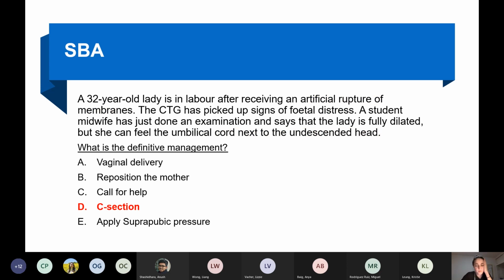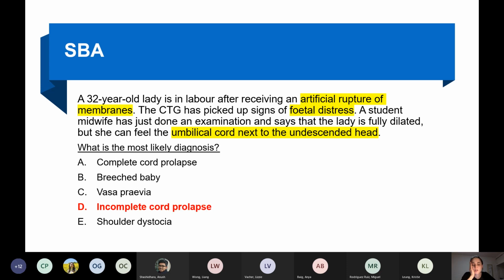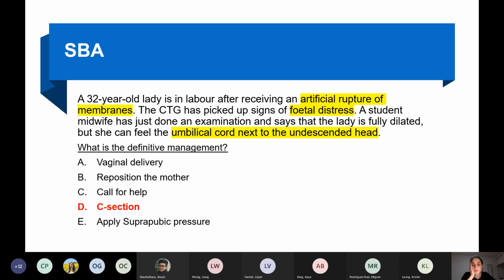Okay, well, you can all see the answer, but this is the next question. So it's the same lady. What is the definitive management of the situation? The definitive management is a C-section, and we'll go through that in a minute. What does anyone know what the diagnosis is? We've got incomplete cord prolapse, and you're treating this with a C-section.